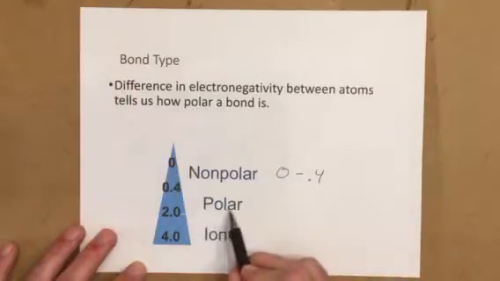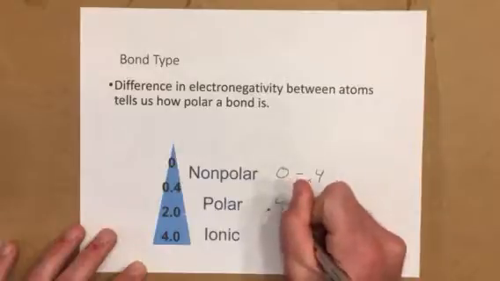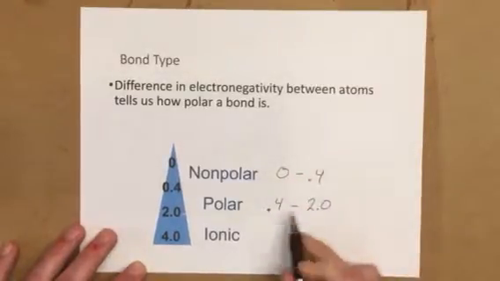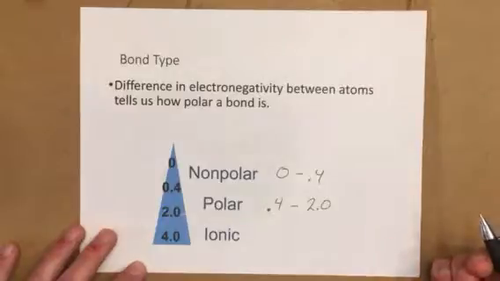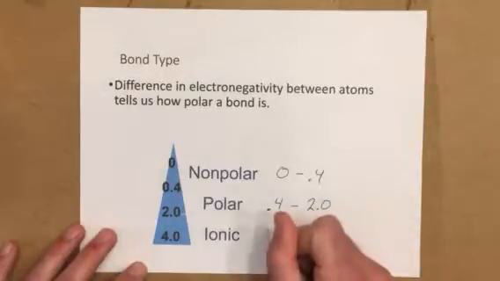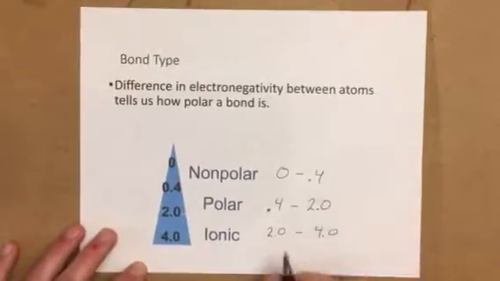A polar covalent bond typically occurs if we have a difference in electronegativity between 0.4 and 2.0. Anywhere in that range, they're sharing, but they're sharing unevenly. So one end of the molecule ends up with a partial positive and one end ends up with a partial negative. And then you get an ionic bond if the difference is 2.0 to 4.0. So anything greater than 2.0 and you have an ionic bond.